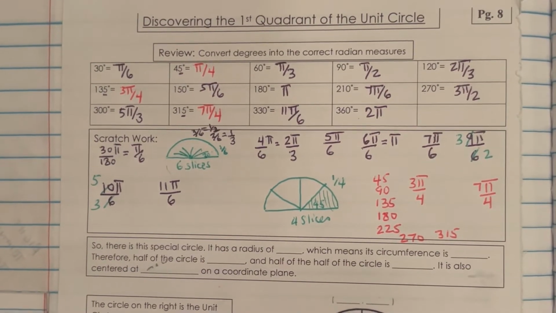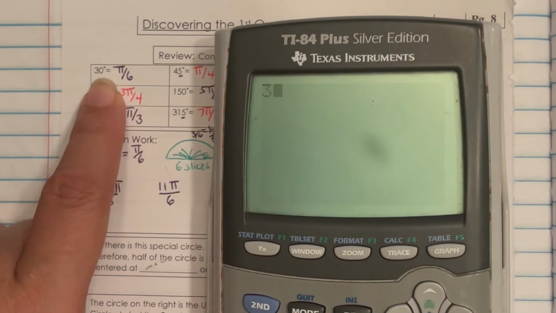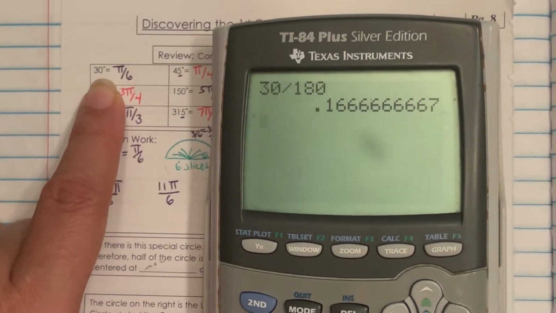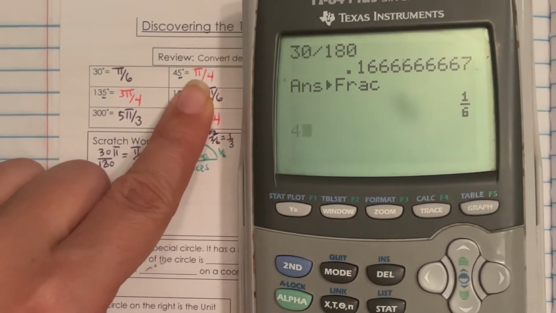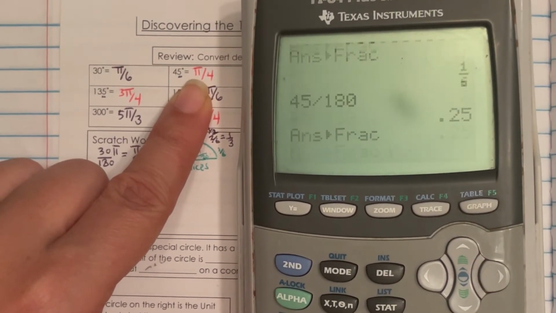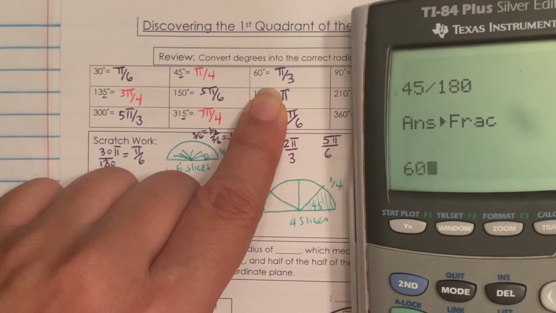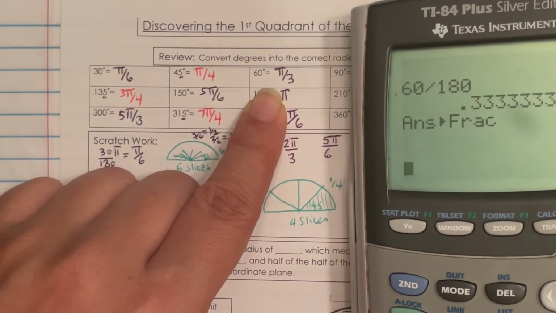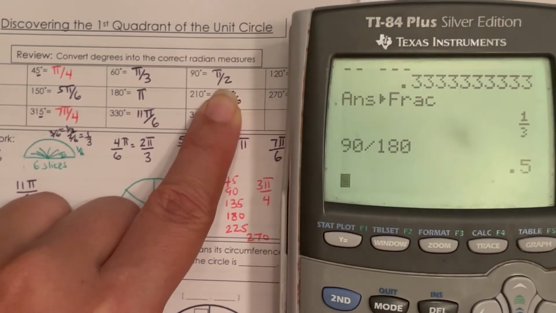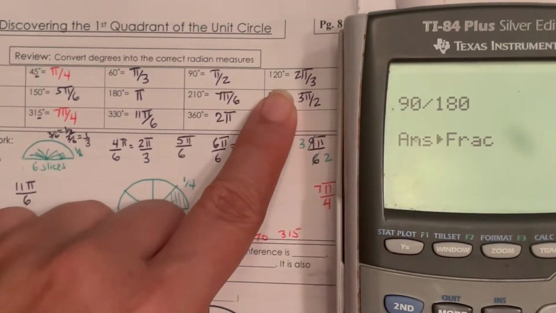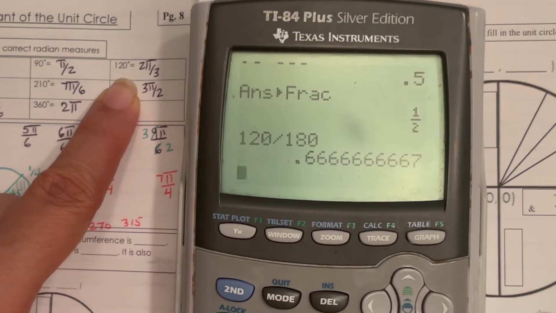Okay, so I hope this is a little bit clearer. But again, I'm just going to show you again with a calculator. So it's 30 divided by 180. And then you do the next one, 45 divided by 180. And then you do math, enter, enter. 60 divided by 180, math, enter, enter. 90 divided by 180, math, enter, enter. So you can check every single one to make sure that it is correct.